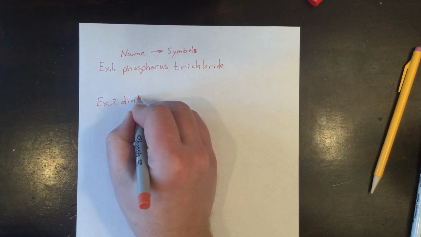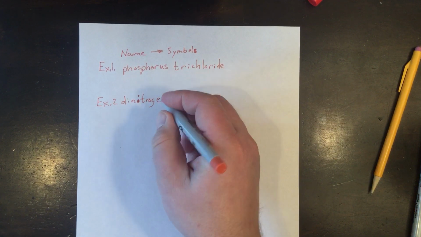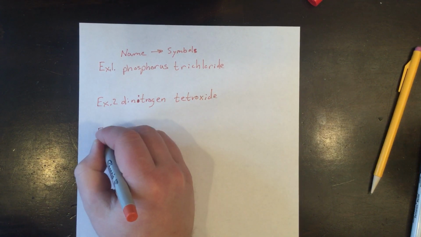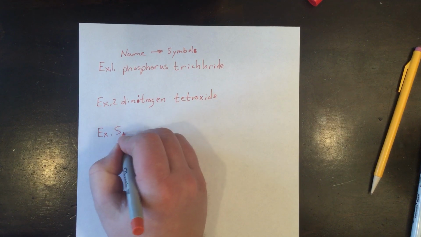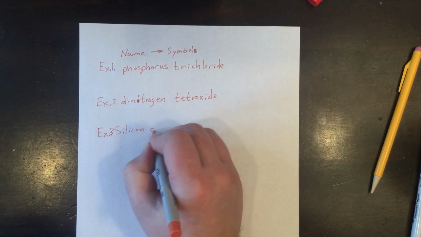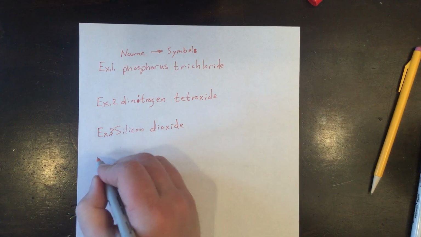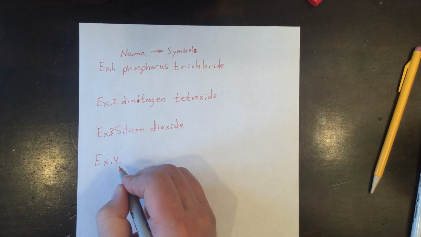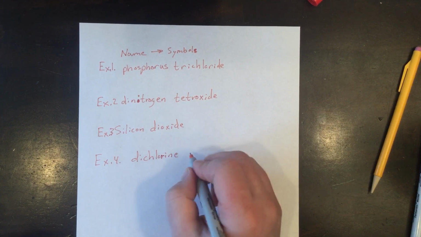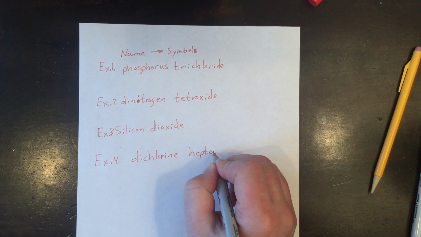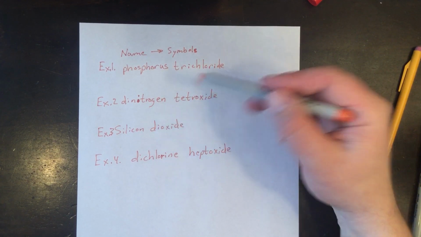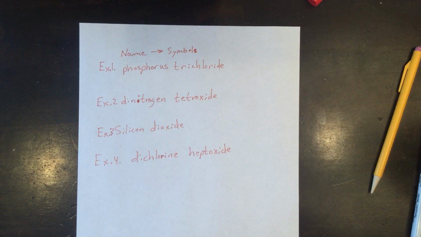Dinitrogen tetroxide. And then maybe you could even pause the video. Silicon dioxide. Dichlorine heptoxide. You notice these two right here, like di, it ended in I, so we didn't drop anything, but hepta, we dropped the A again when it was on oxygen.